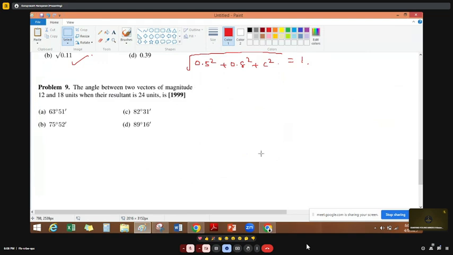Angle between two vectors of magnitude 12 and 18 and their resultant is 24. Resultant means which formula comes to your mind? Root of a squared plus b squared plus 2ab cos theta. That means a is given, b is given, r is given. All you have to find is theta. Quickly do that and tell me what you're getting.